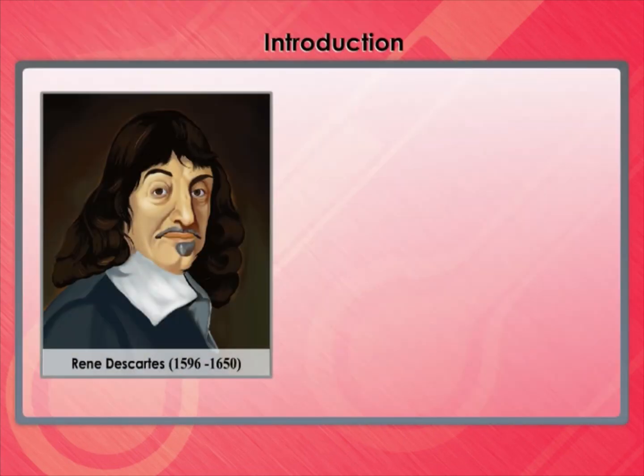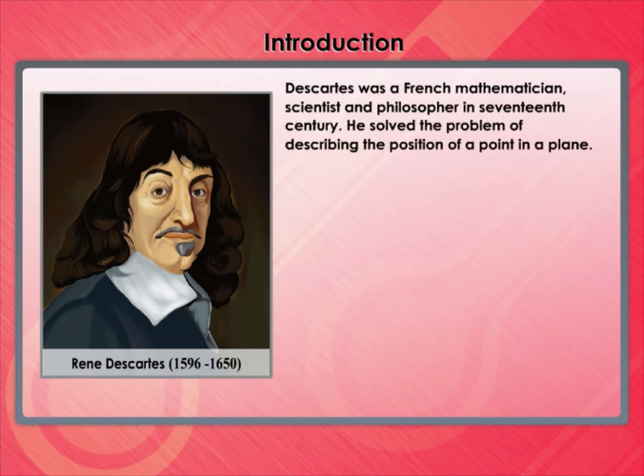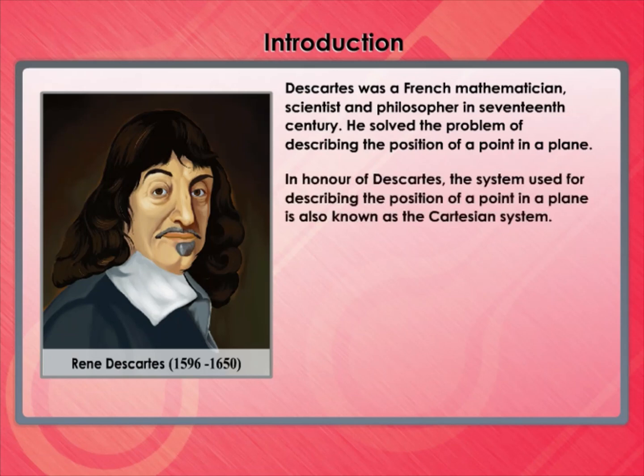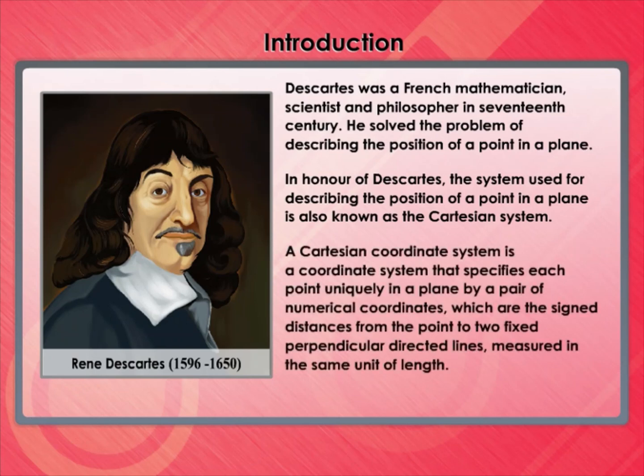Introduction. René Descartes. Descartes was a French mathematician, scientist and philosopher in the 17th century. He solved the problem of describing the position of a point in a plane. In honor of Descartes, the system used for describing the position of a point in a plane is also known as the Cartesian System. A Cartesian coordinate system is a coordinate system that specifies each point uniquely in a plane by a pair of numerical coordinates, which are the signed distances from the point to two fixed perpendicular directed lines measured in the same unit of length.